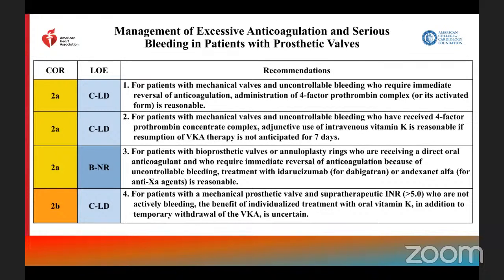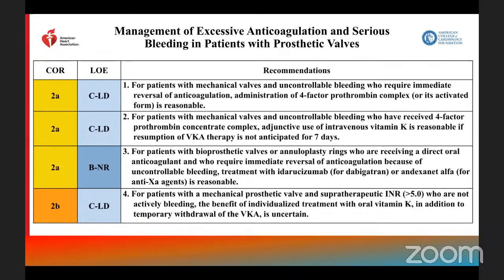For patients with bioprosthetic valves or annuloplasty rings who are receiving a direct oral anticoagulant and who require immediate reversal of anticoagulation because of uncontrollable bleeding, treatment with idarucizumab for dabigatran reversal or andexanet alfa for reversal of anti-factor 10 agents is reasonable as a class 2A.